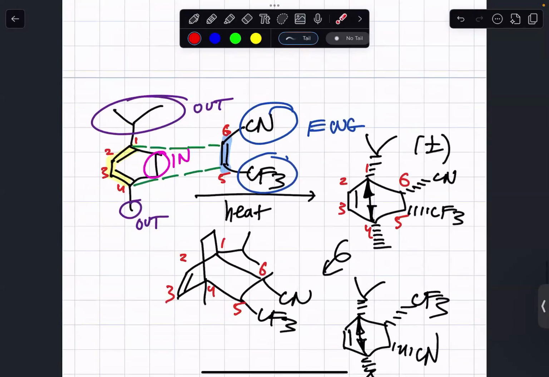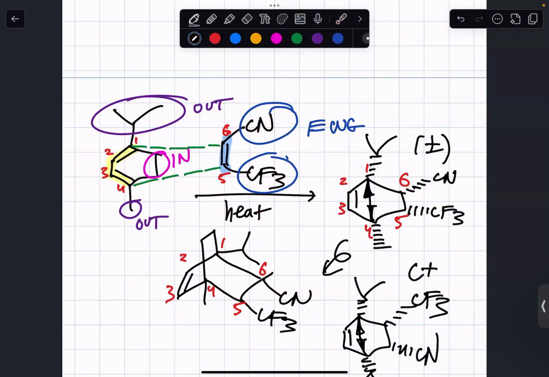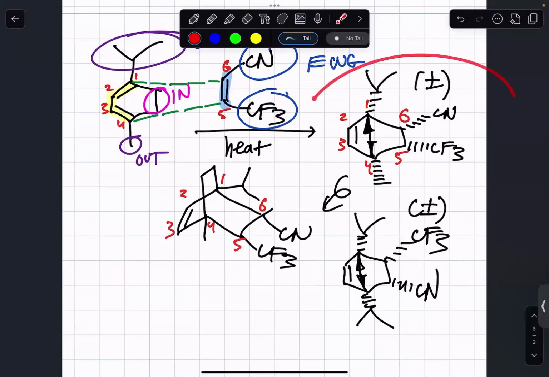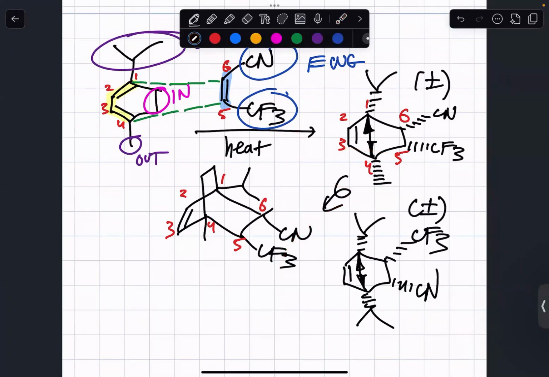And the reason why I was able to do that is because we have partial positive charges equally on both sides, partial negative charges equally on both sides. So we could have done the same reaction, but we flipped the dienophile upside down where the CF3 is on top this time, and the CN was on bottom to give us this set of enantiomers instead. So we get 4 products. This set of enantiomers and this set of enantiomers right there. Any questions on that one?